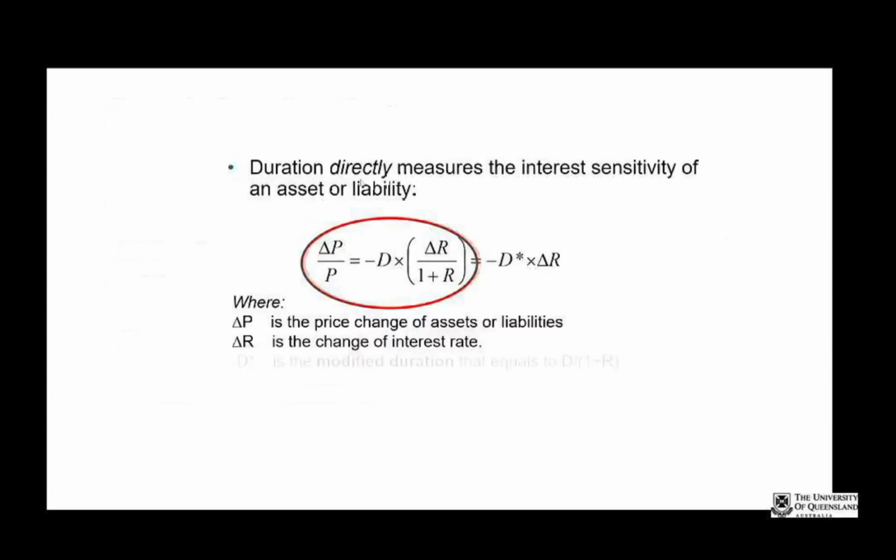So the duration formula we had beforehand is saying how much any security or any asset or any liability is changing in value in percentage. So the absolute change over the old price equals minus the duration times the change in interest rates divided by 1 plus R. So this is basically the formula that we will use now for quite a few things. And we can do that for assets and liabilities.